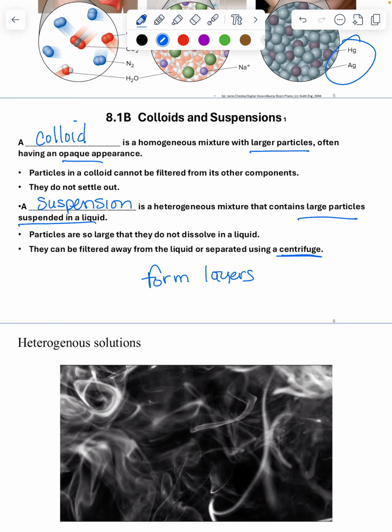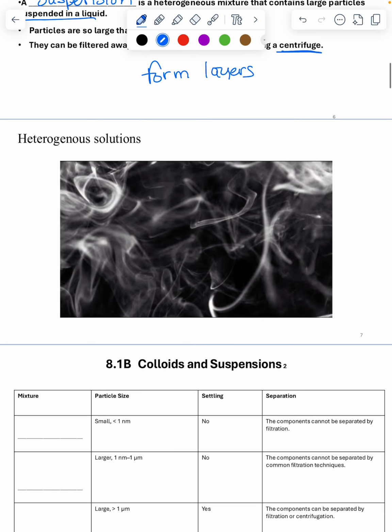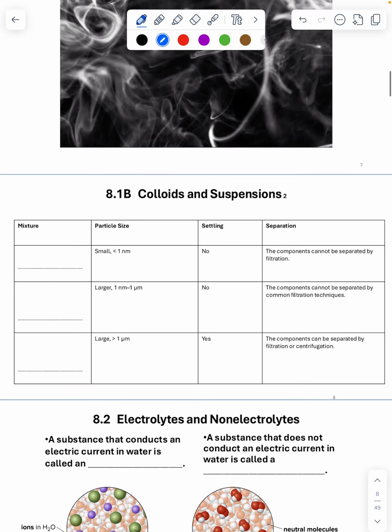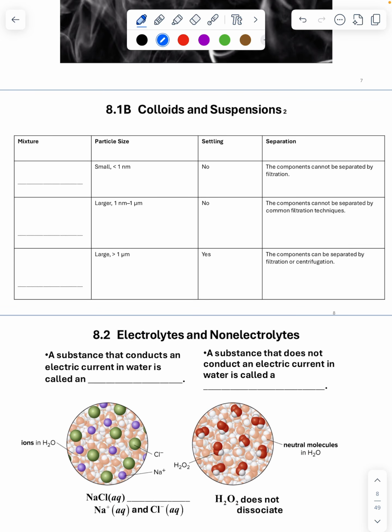This next slide is a video, and unfortunately the video did not work on my iPad, but you can go to the computer where you downloaded your notes, and this is an informative video about heterogeneous solutions, in particular some examples of those different types of solutions. And then we have this nice table here that breaks down the colloids and suspensions and solutions based on their particle size. We can see that the smallest particle size has no settling, and the components cannot be separated by filtration. These are called solutions.